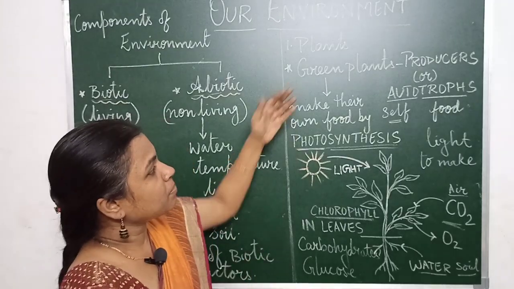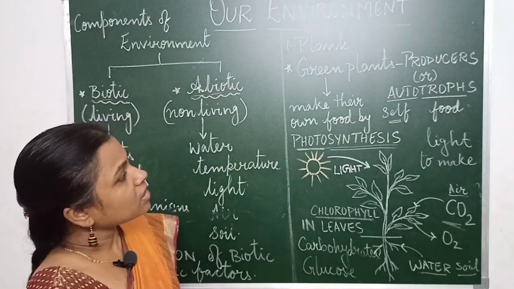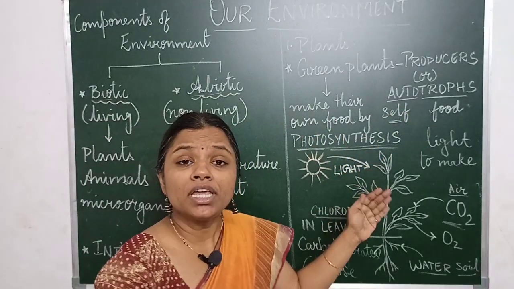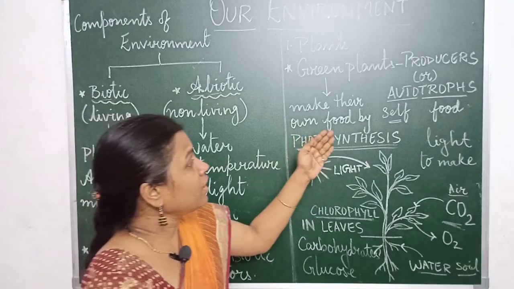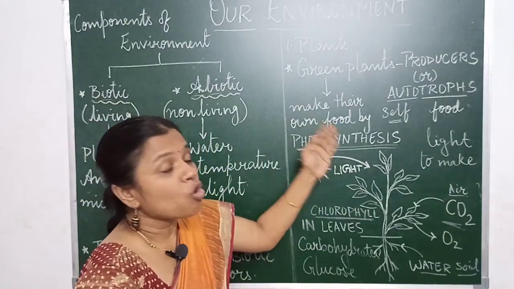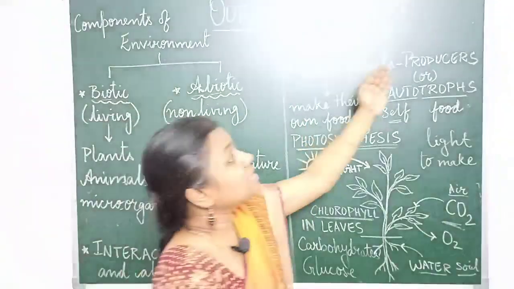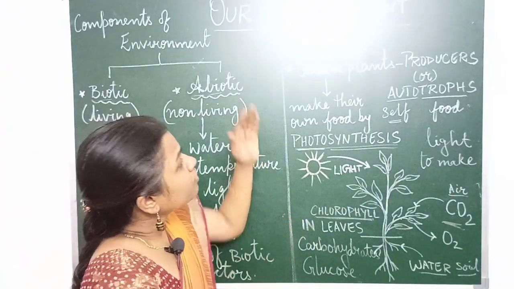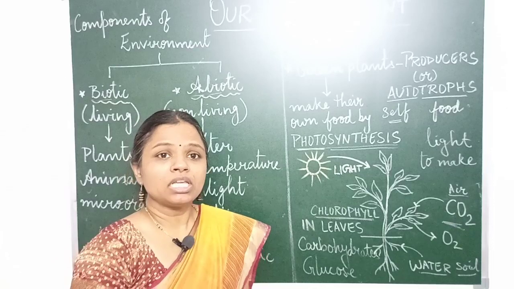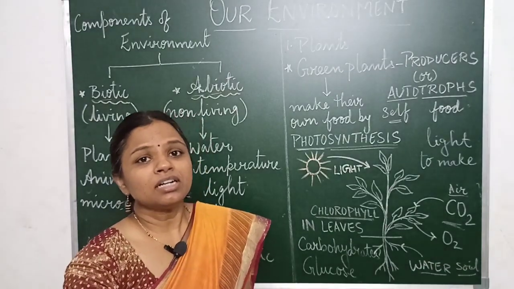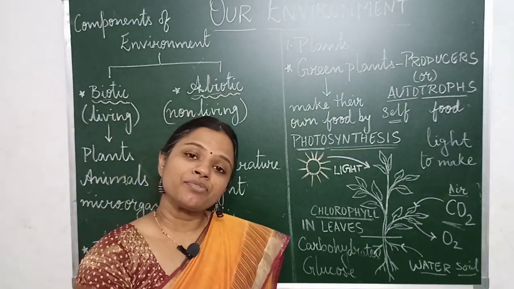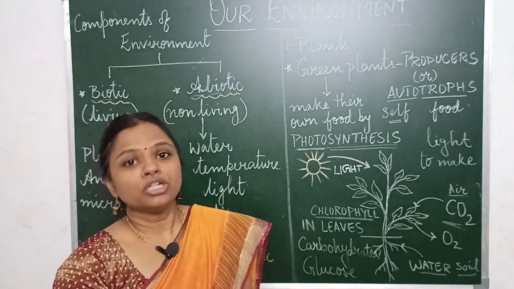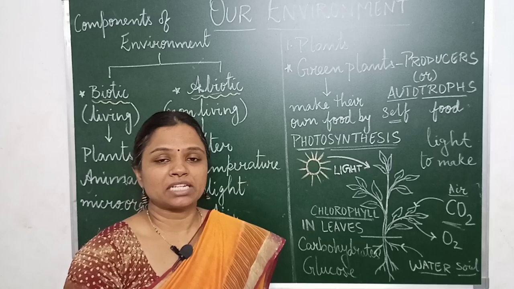As plants can prepare their own food, they are called autotrophs. And they are the only organisms which can prepare their own food. That is why they are also called producers. Now, from these green plants only, we get the food. In turn, from food we get energy, and we utilize this energy to do different metabolic activities.